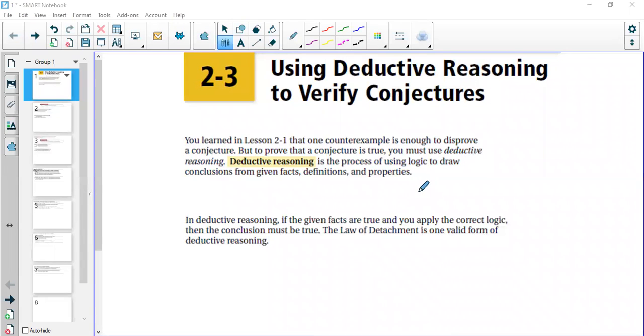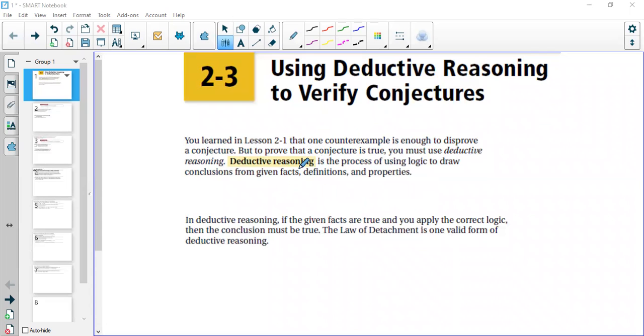Hello everyone. In this video, we will be discussing Chapter 2, Lesson 3, which is about using deductive reasoning to verify conjectures. Now, in the previous video, we have already learned what inductive reasoning is, and also how to relate inductive reasoning. Now, in this video, we will be using deductive reasoning to verify conjectures.